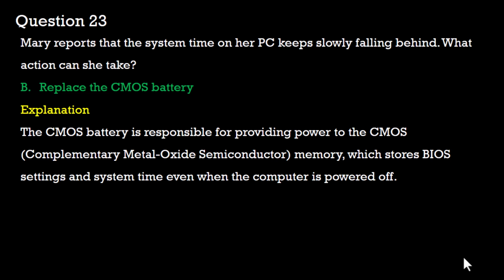The CMOS battery is responsible for providing power to the CMOS, which stores the BIOS settings and the system time, even if the computer is powered off. So if the CMOS battery is weak or depleted, it can cause the system time to drift or fall behind. So to rectify this, Mary can replace the CMOS battery with a new one, and she also has to ensure that the CMOS memory retains its settings and that the system time remains accurate.